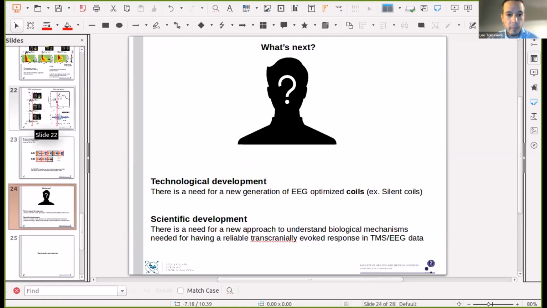So I'm concluding by saying that we need some more steps to have a more stable and reliable technique in the future. One of these steps is to use EEG optimized coils. Mainly, I'm thinking about more silent coils or coils that can be more focal and not stimulate a large part of the scalp to be efficacious. Because, as probably Thomas will tell you later, the muscular artifact is not an easy thing to deal with. And then scientific development is needed also from our side, to understand more deeply the biological mechanisms that we are actually looking at, or that we expect to be responsible for the traces we see.